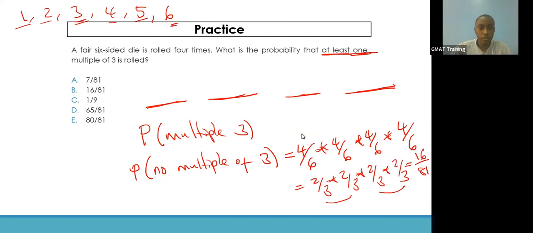Okay. Be careful while choosing the answers. We can choose B here, but that's the reverse probability. And the GMAT will expect you to choose B if you're in a hurry. So be careful about what you need to answer in that particular question. In this case, we have to subtract 16 out of 81 from 1 and have 65 out of 81, which is answer choice D. Right? Be careful with the answer choices.